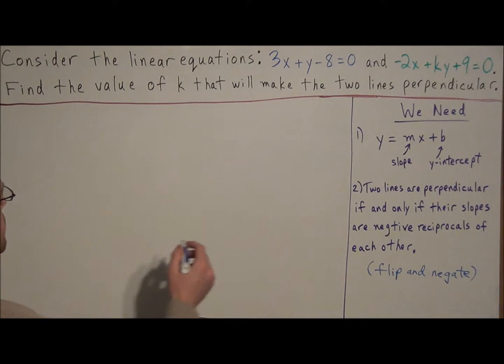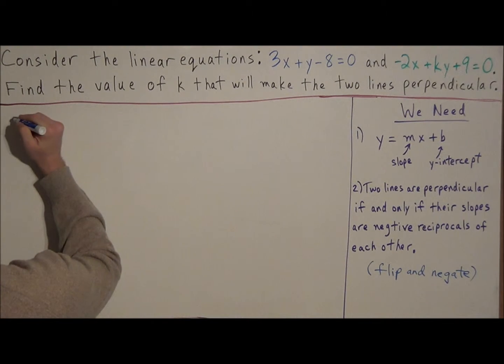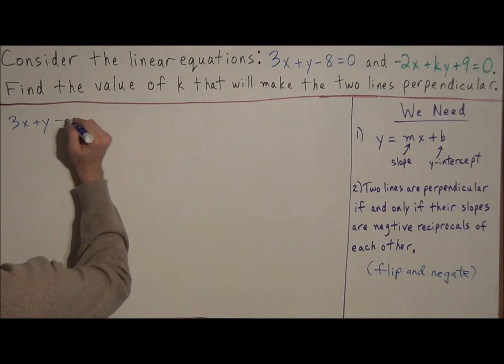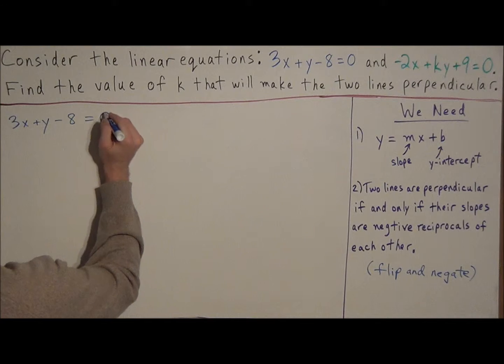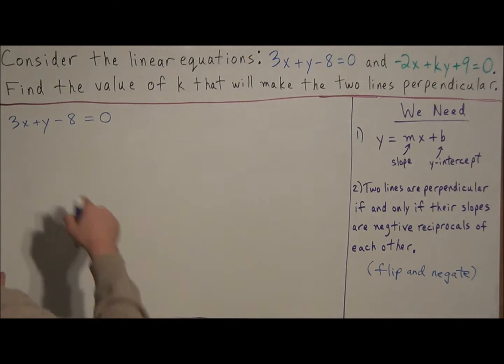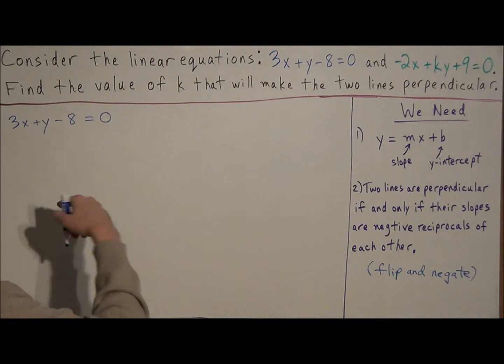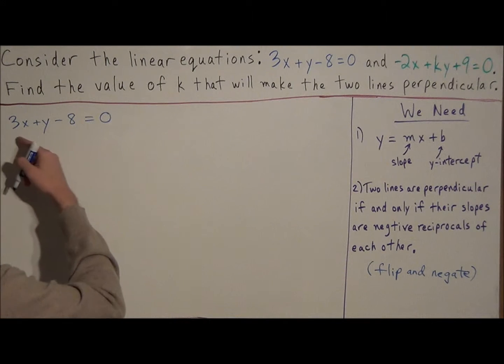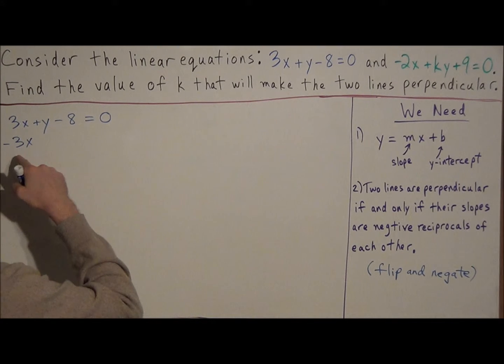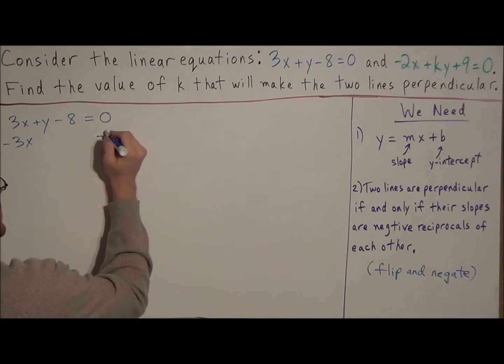So to start, we're going to write out the first equation. We have 3x plus y minus 8 equals 0. And like I said in the beginning, our goal is to solve this for y. So to get y by itself, we want to start getting rid of the terms that are on the left. To get rid of 3x, we can subtract 3x. If we do this to the left side, we have to do this to the right.